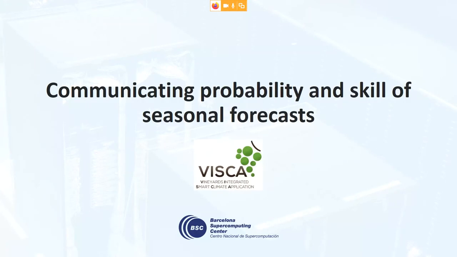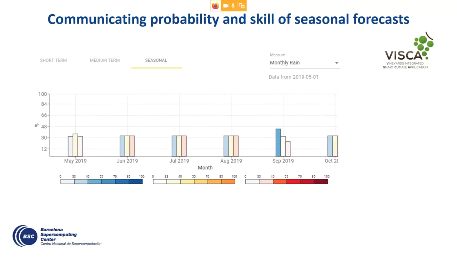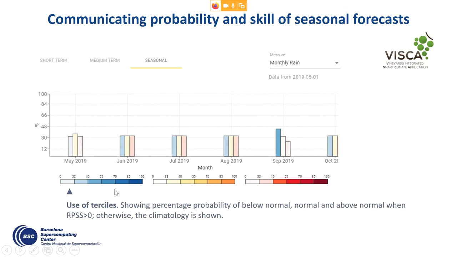This project is providing a climate service for the wine sector. And this is the visualization they have for the seasonal climate service. So here you can see seasonal predictions, in this case of monthly rain. And as before, they are also using terciles to display the information. But in this case, not only the most likely tercile is indicated, but the 3 terciles, as you can see here, and also the probability of each tercile.